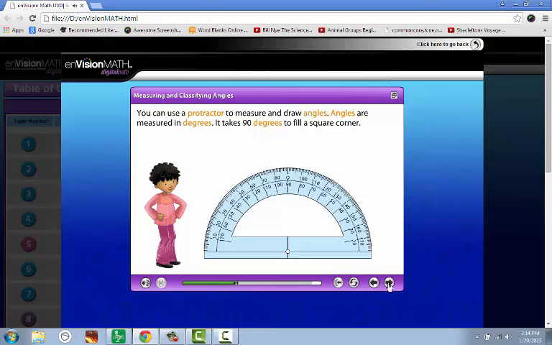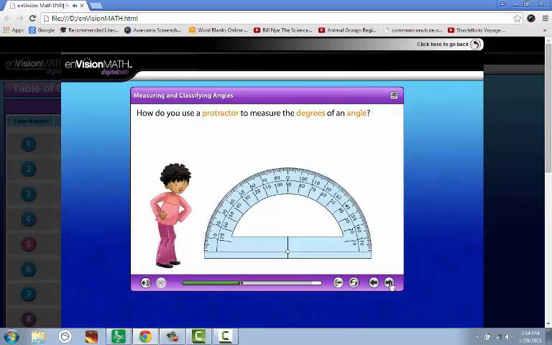It takes 90 degrees to fill a square corner. So if we think about a square corner, think about this 90 right here pointing straight in the very center of this half circle, and then it goes all the way down to this little dot right there. If we go across on this side, there's a square corner there. Right here is a square corner, and then you also have one over here. If we take our 90 degrees and go across to the left, there's also a square corner there.